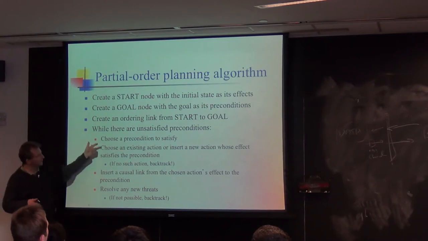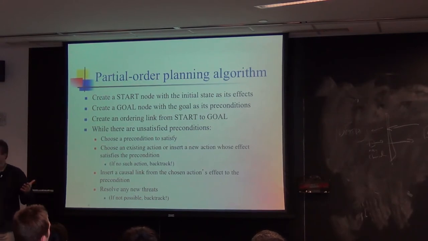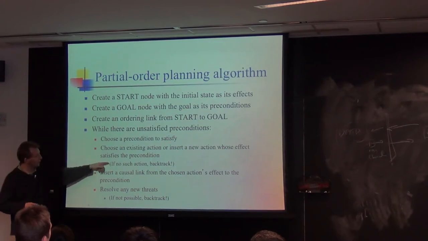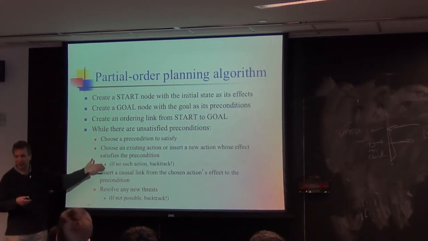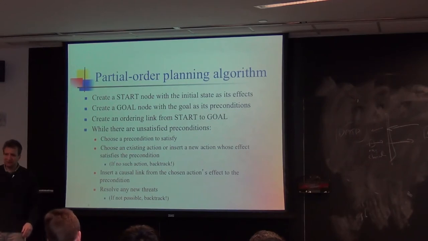And then you do this loop here. So while there are unsatisfied preconditions, you notice the preconditions only come from the goal right now, right? That's the desired states you want. You choose a precondition to satisfy. You just choose any one that's not satisfied by the effects of the start state. You choose an existing action or insert a new action whose effect satisfies the precondition. Well, when you're beginning, there's no action there, right? So now we look through our actions and we say, is there any way the effects of those actions can satisfy the precondition of that goal state that I've selected? If there is no such action, then I'm going to backtrack. But in this case, there has to be one. Insert a causal link from the chosen action's effect to the precondition. So there's going to be an arrow from that effect. If it says add something, it better be required in the precondition of the one that you're trying to satisfy. And then resolve any new threats. And we'll talk about what a threat is in a second.